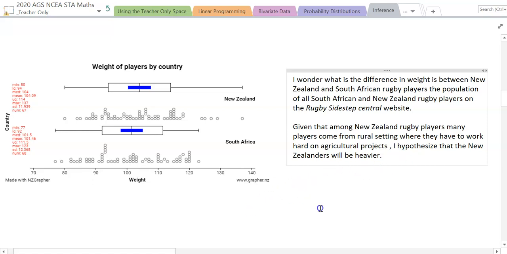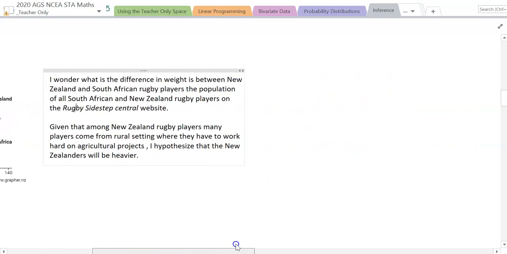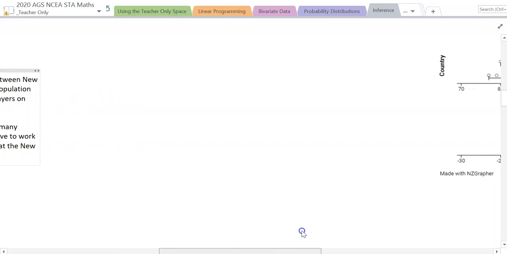Now, that is my belief. I think this is what's going to happen. I'm now going to test that hypothesis to see whether or not that's true. So I'm going to do a bootstrapping, going to create a bootstrap confidence interval to see whether that is true. So I'm going to move across to that.